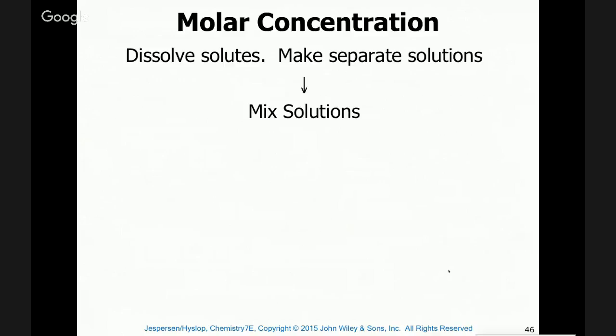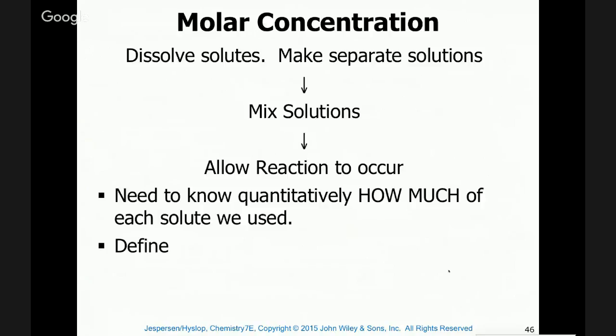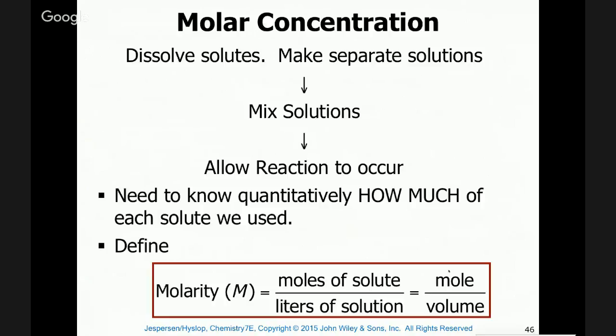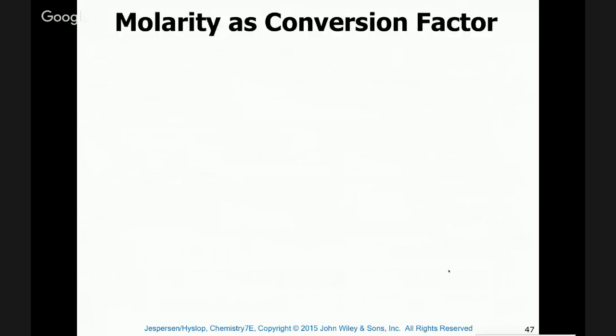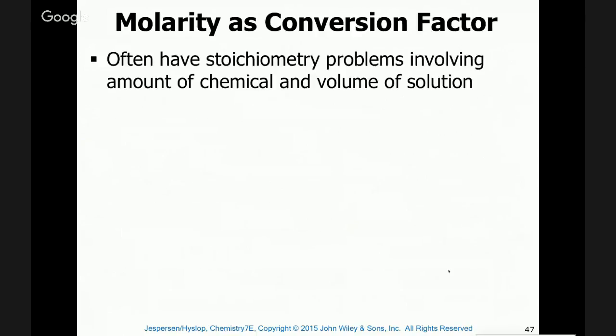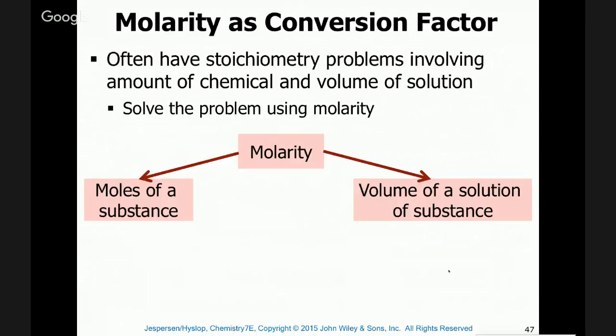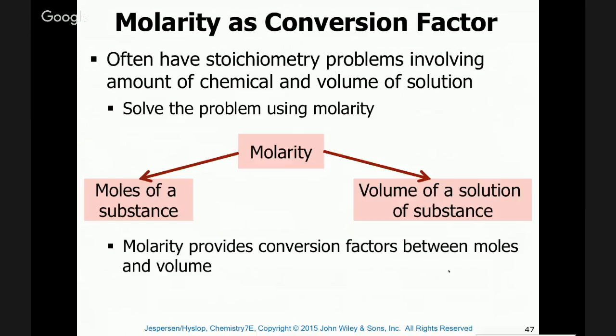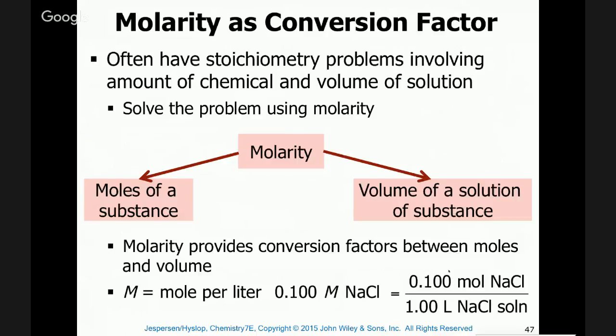So dissolved solutes make separate solutions. We mix the solutions and allow the reaction to occur. We need to know quantitatively how much of each solute was used. So we define molarity as moles of solute per liter of solution, or moles per volume. Molarity as a conversion factor: often we have stoichiometry problems involving chemicals and volume, so we solve the problem using molarity. Molarity provides a conversion factor between moles and volume, in moles per liter.